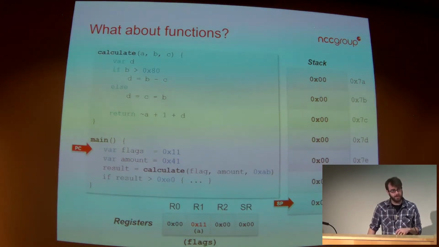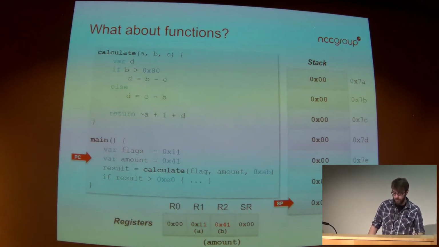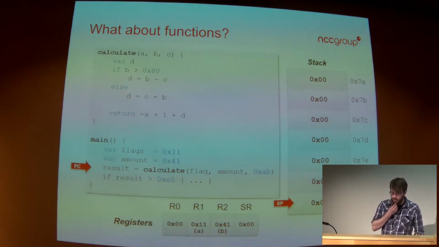So we're going to reserve R0 for the return value. So we update registers R1 and R2 with our parameters, and then we're going to move on to our calculate function. But wait, we have AB we need to pass, but we run out of registers. We can't use the status register because that has a special meaning. So this is the idea of the stack.